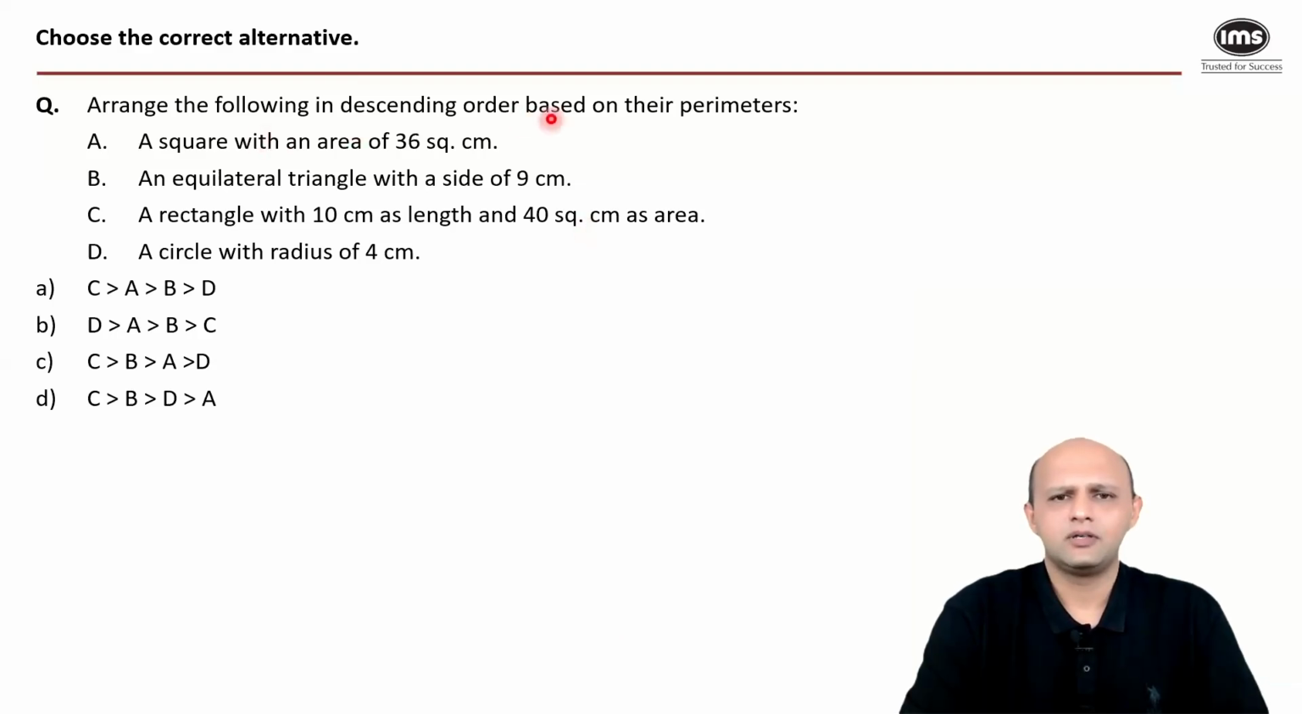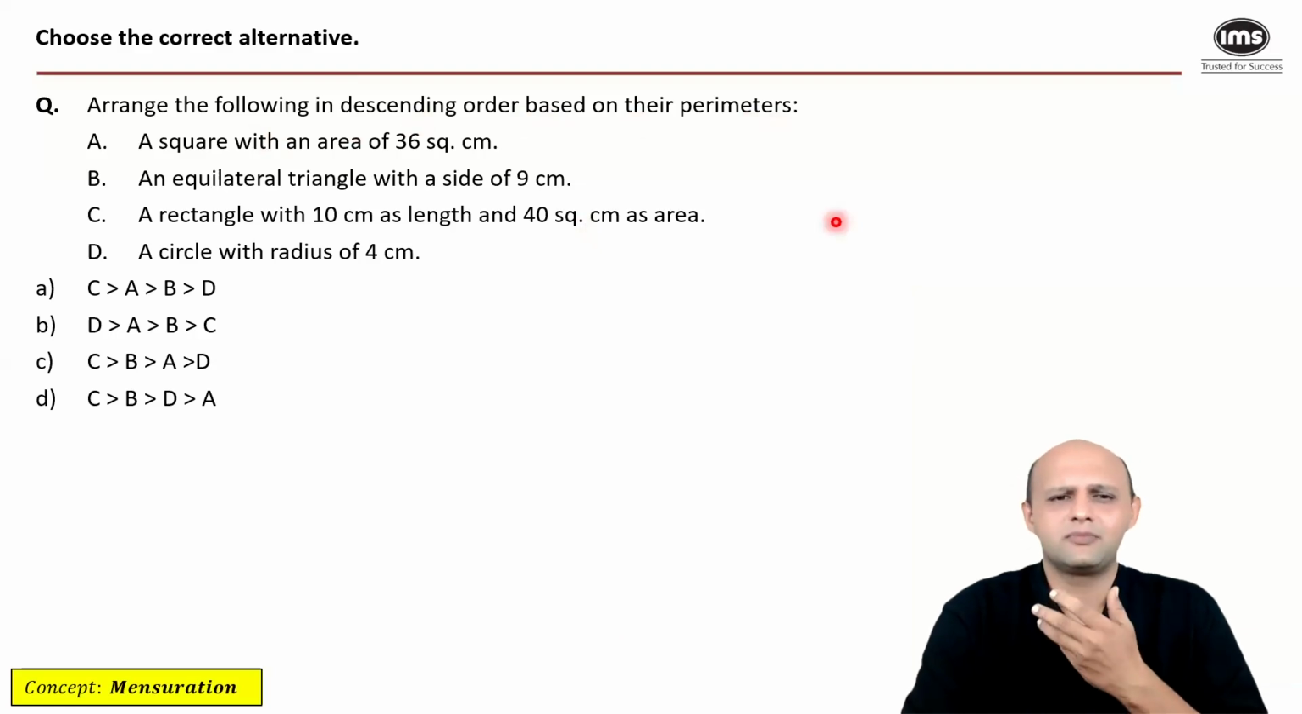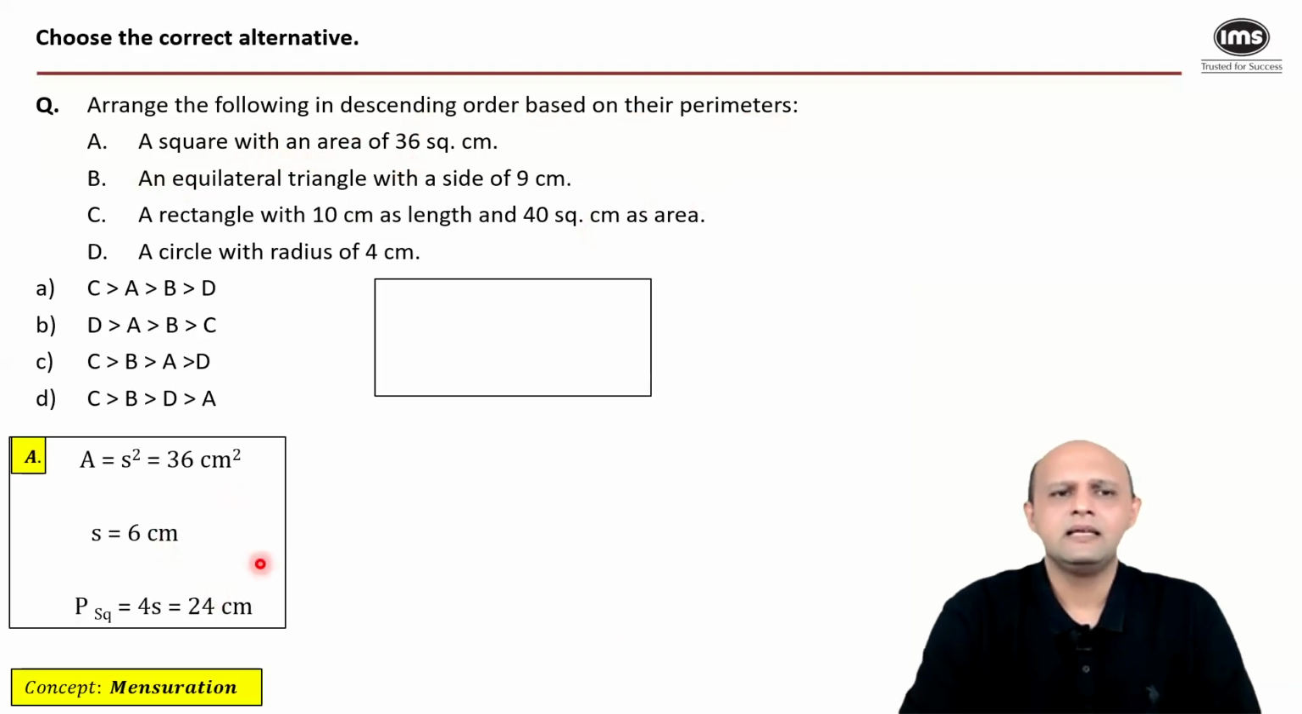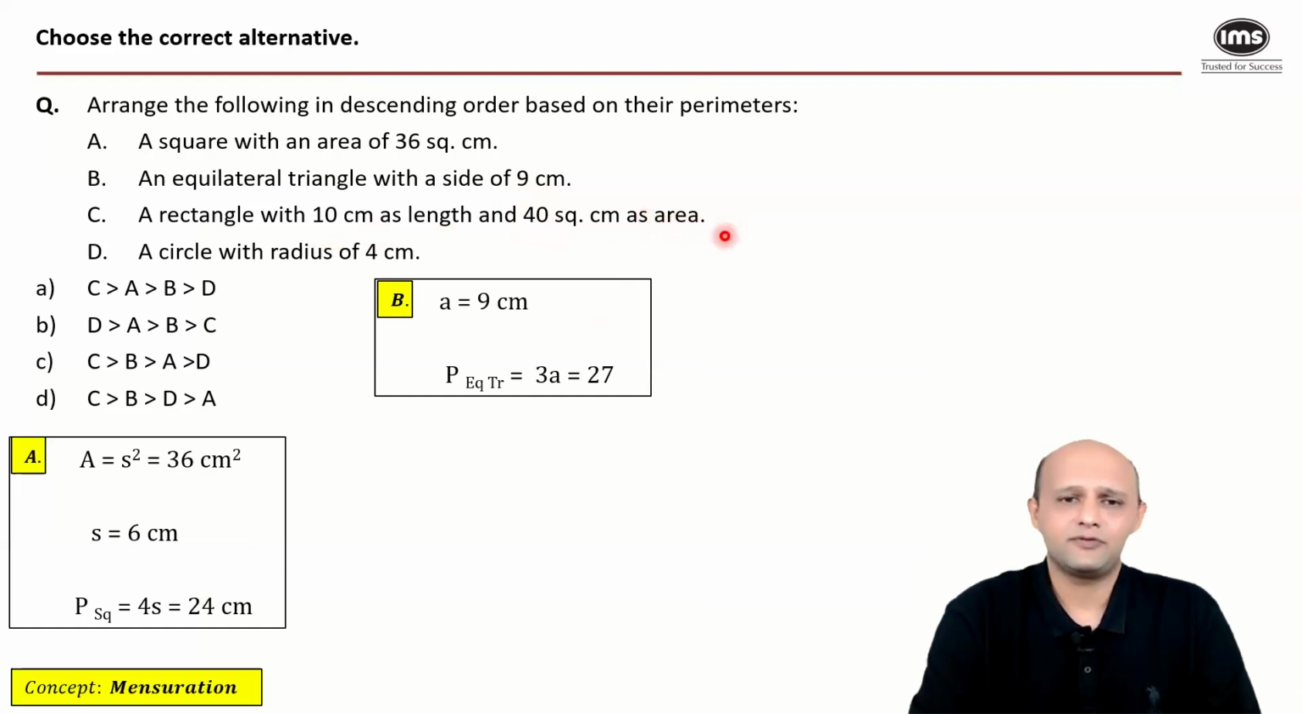Arrange the following in descending order basis their perimeters. A very, very basic, simple question on elementary concept of mensuration, which is calculating the area and perimeters. A square with an area of 36 square centimeters would have a perimeter of 24, obviously, because the side length is 6 and the perimeter is 24. Now, an equilateral triangle with a side of 9 centimeters would have a perimeter of 27 centimeters. Again, very straightforward.